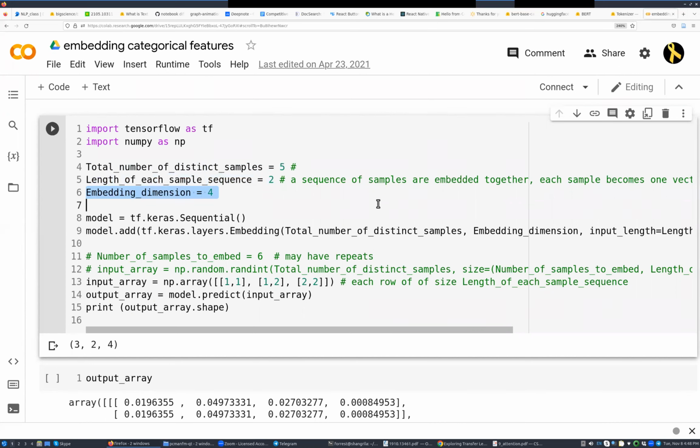Because embedding means you map a discrete element to a vector. So how long do you want the vector to be? That is the second important thing when you create an embedding layer.